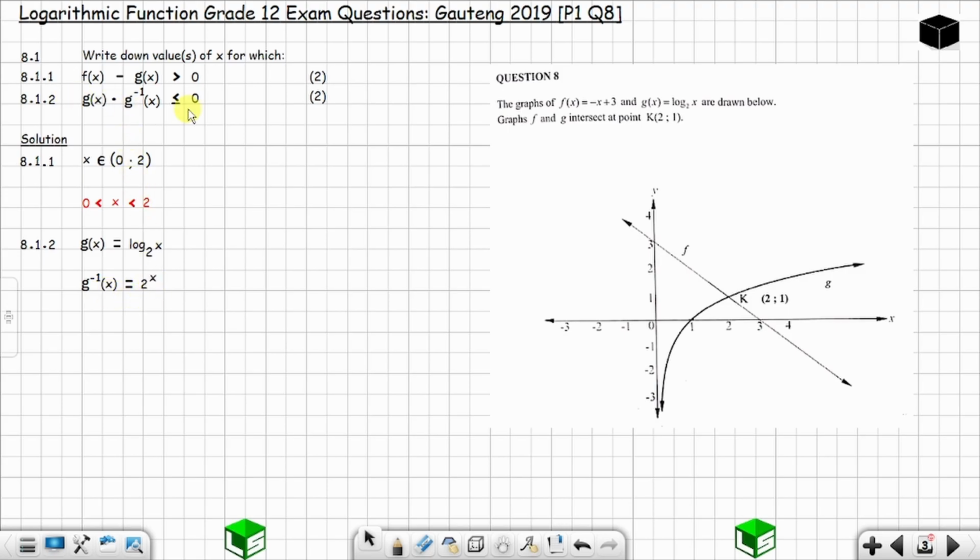Okay, now you have to answer this question, right? This is what you are requested to answer. You have to get the x values which are going to satisfy this. Okay, so let's do this.